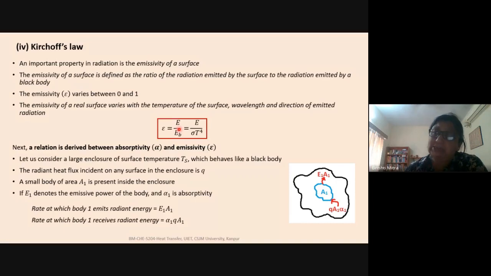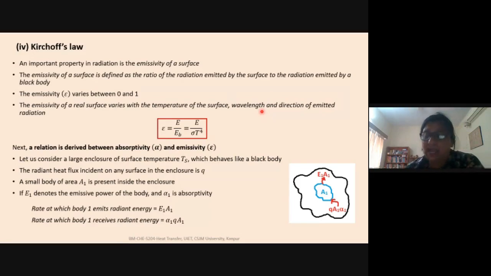And you know that the maximum emissive power is that of a black body. This is the maximum value that can be given out, and this is what is given out by the actual body. So the emissivity of a body ranges between 0 and 1. The worst possible case is 0, and the best possible case, when it's a black body, is equal to 1. The emissivity of a real surface varies with the temperature of the surface, the wavelength, and the direction of the emitted radiation, which side it goes to.